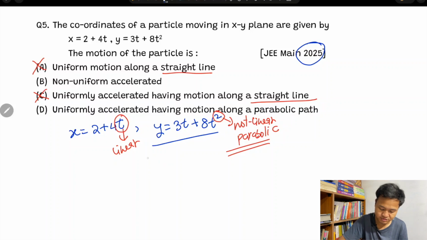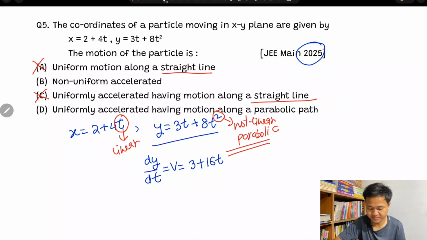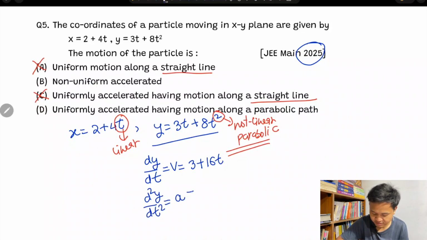So what is dy by dt? We have velocity. Velocity is 3 plus 16t. To get acceleration, you differentiate one more time. So d2y by dt square, or you can write acceleration. How much is this? 16. The acceleration does not depend on t, so this is constant.